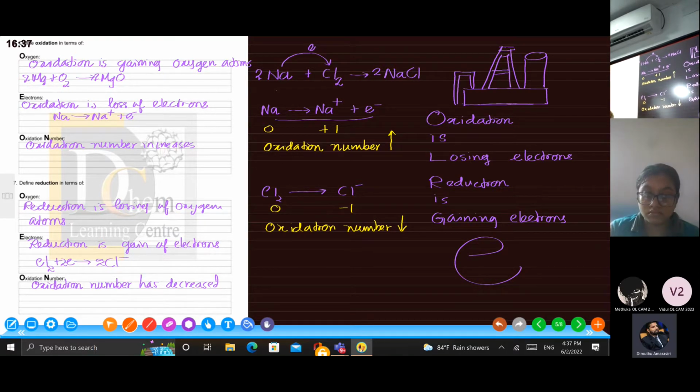Now let me show you an example for that as well. When I heat silver oxide strongly, I get silver and oxygen gas. What has happened to silver in silver oxide? Reduction. Silver has got reduced. It has lost oxygen atoms. Is that clear?